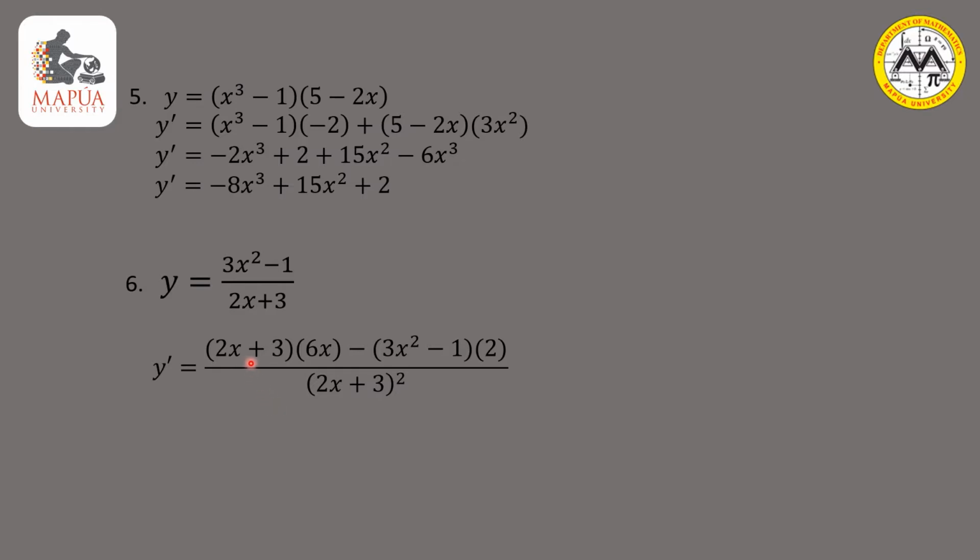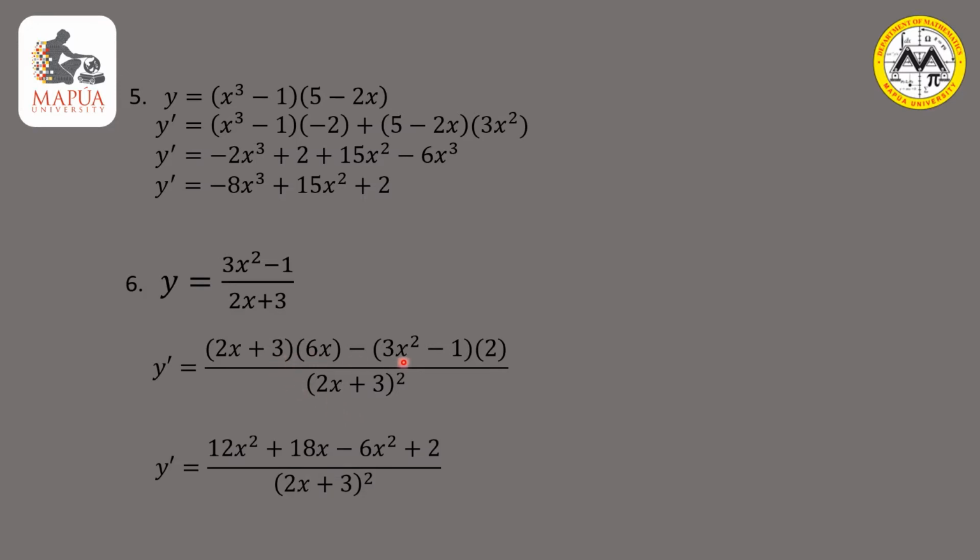the denominator 2x plus 3 times the derivative of the numerator 3x squared minus 1, which will just give us 6x, minus the product of the numerator 3x squared minus 1 times the derivative of the denominator, which is a 2, to be divided by the square of the denominator 2x plus 3.